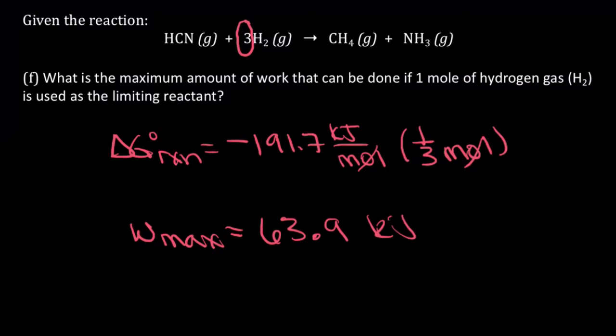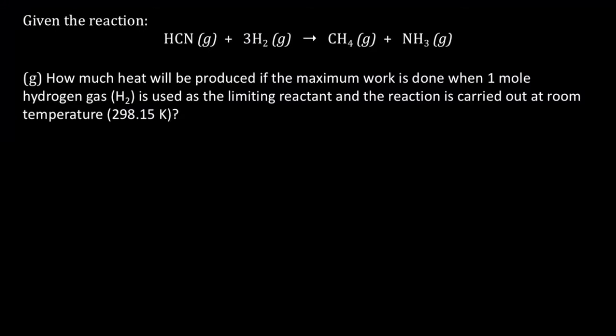The next question asks, how much heat will be produced if the maximum work is done when 1 mole of hydrogen gas is used as the limiting reactant and the reaction is carried out at room temperature, 298.15 Kelvin? Well, remember that our definition of Gibbs free energy is that it's the portion of the enthalpy that's the maximum amount of work that could be done. It's the maximum amount of work that could be done as electrical work or nerve conductions or muscle contractions. Remember, there's the other portion that has to be heat released into the universe. It has to be increase in entropy change.